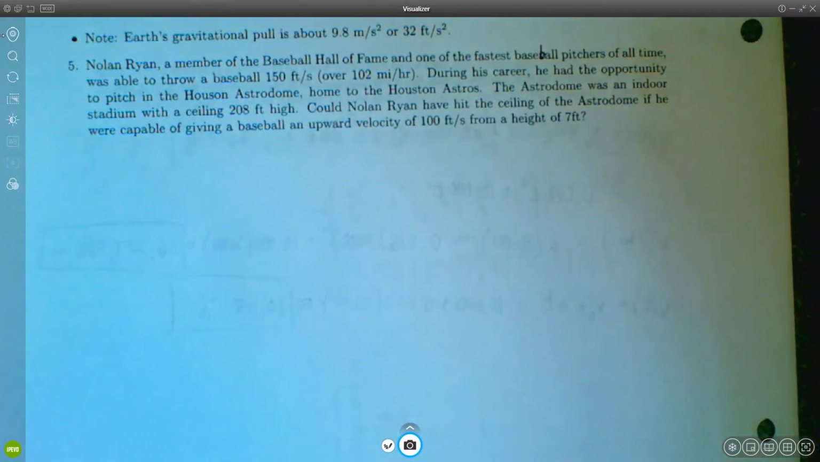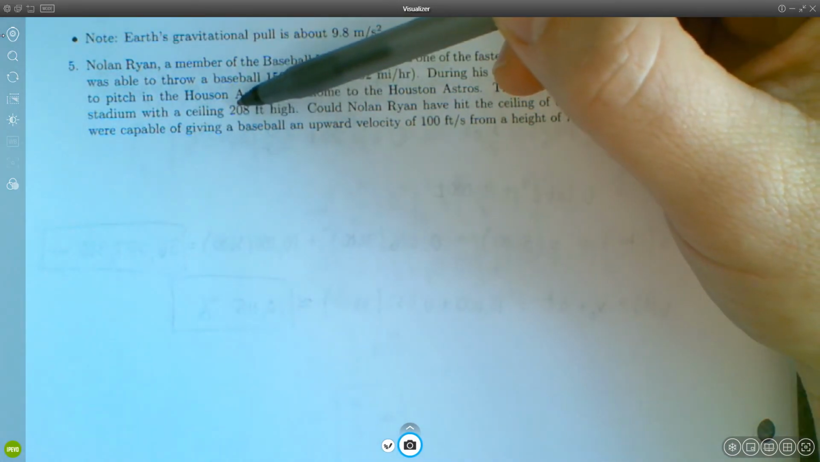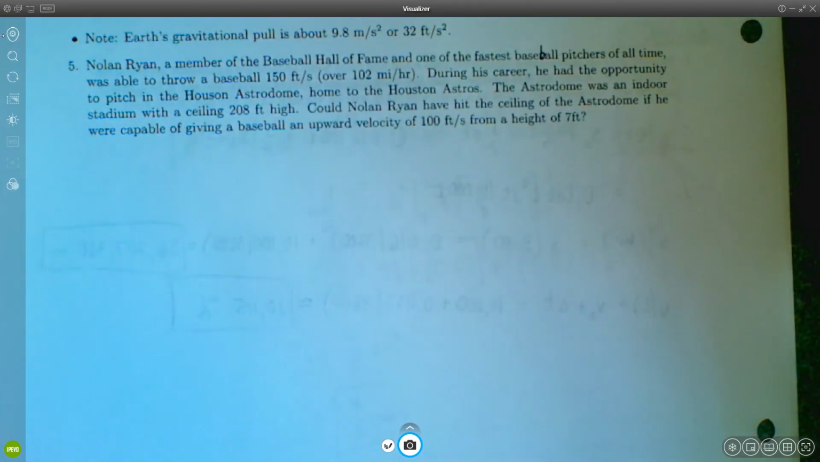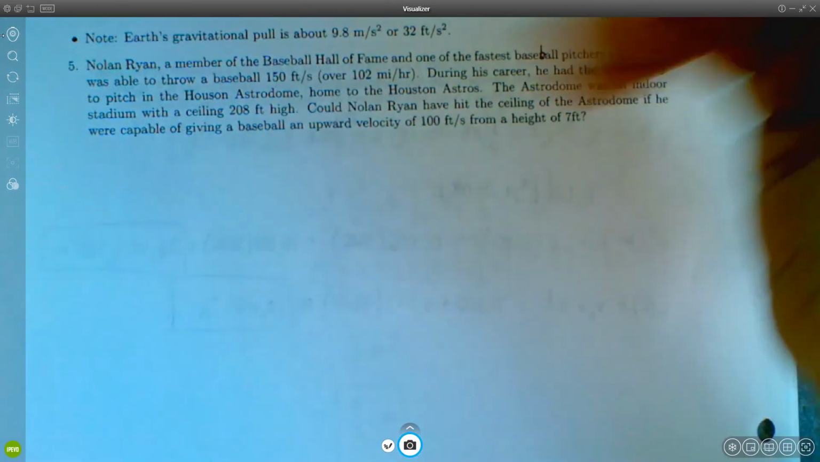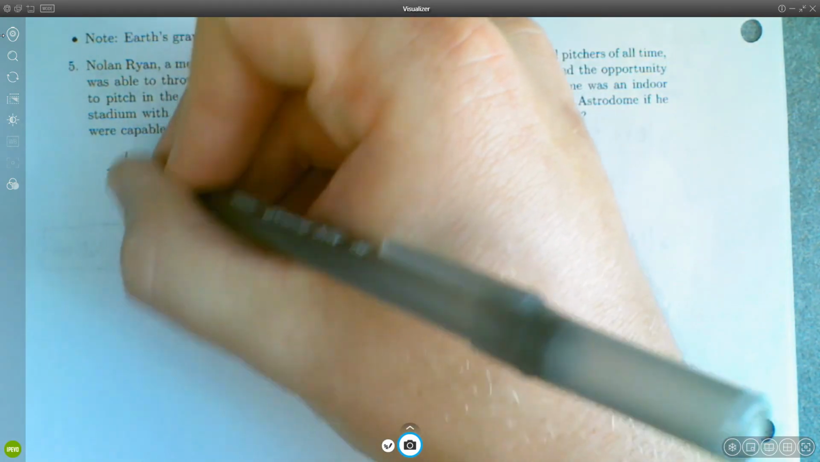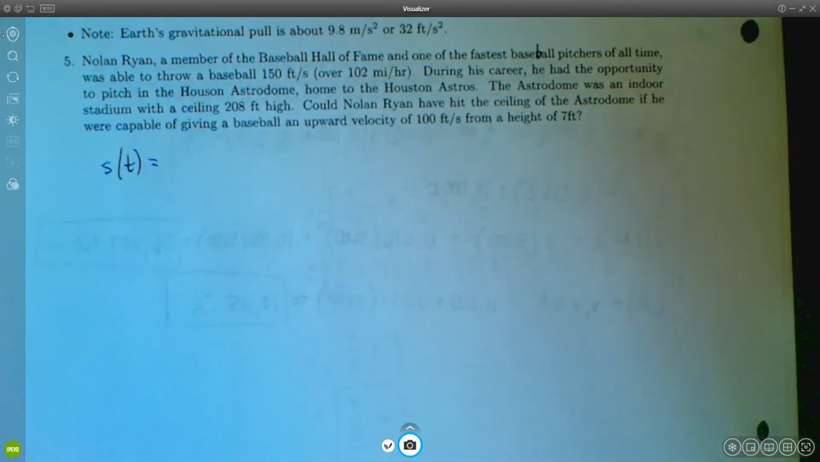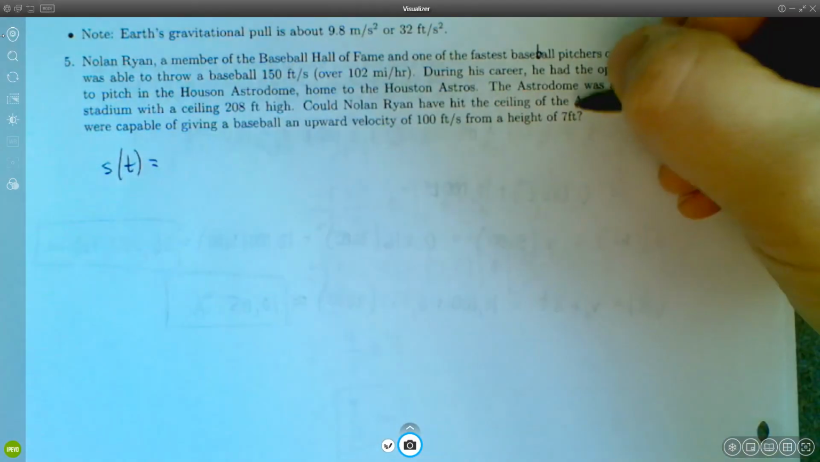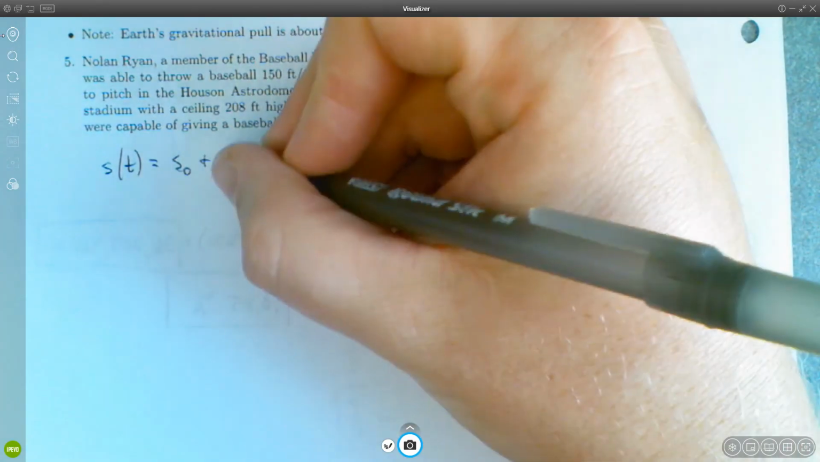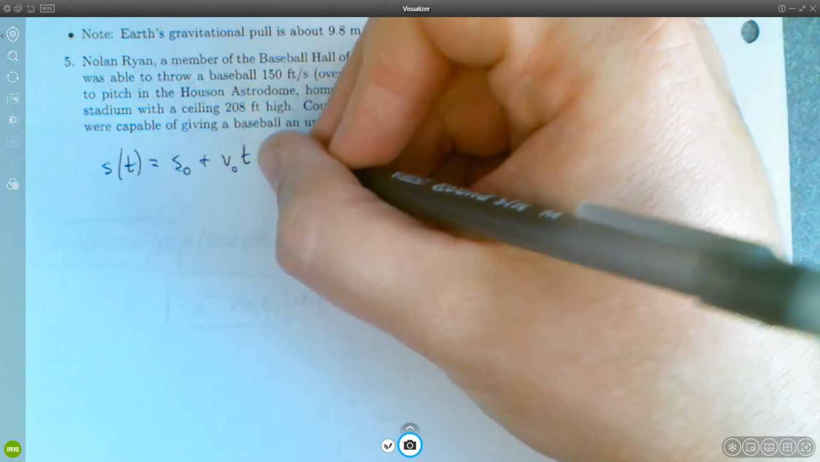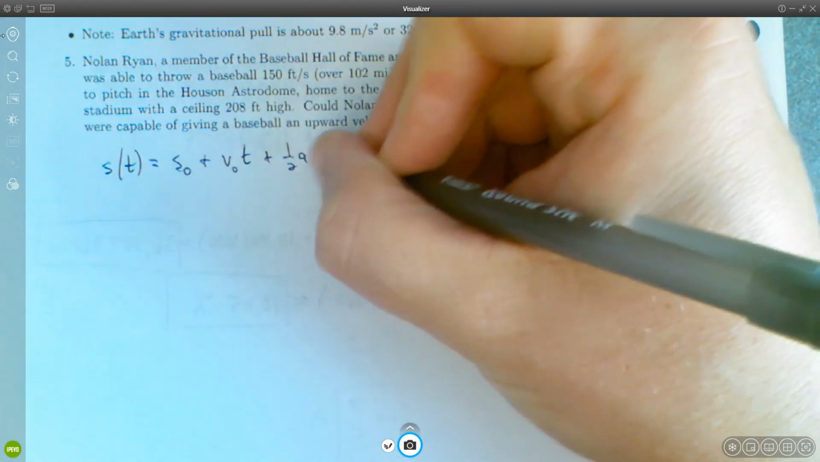So, oh goodness, how would we do this? Well, I suppose what we'd want to do is see if the position of the baseball could ever be 208 feet. Well, let's get a formula for the position of the baseball. Right? So it's going to be initial position. Let me just write it out. Initial position plus initial velocity times time plus 1/2 times the acceleration times time squared.